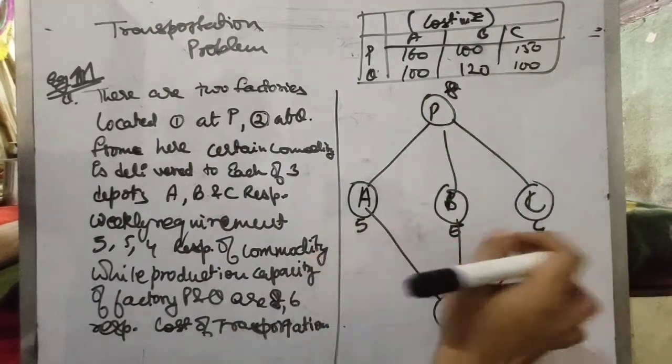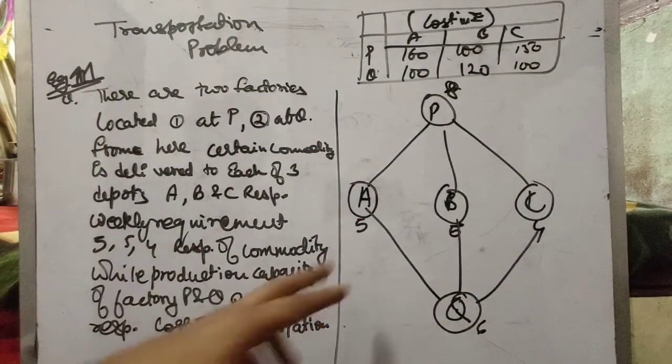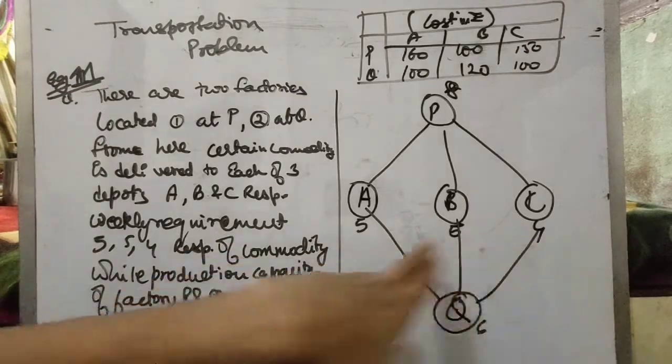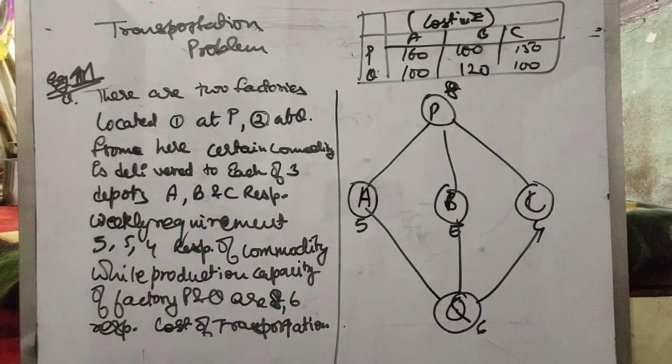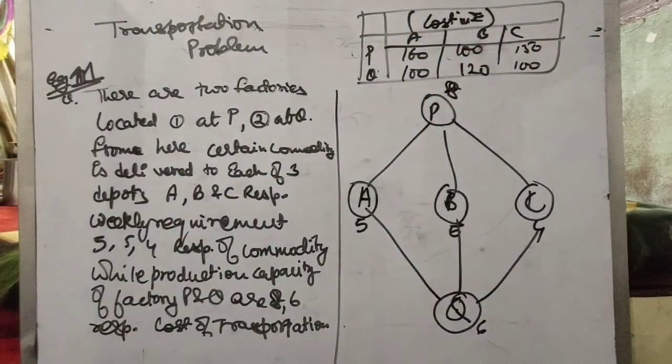Okay, so you can see 8 plus 6 is 14 and all their requirements are also 14, so the equation is satisfied according to the question. Now, just look, the costs of transportation to A, B and C are given to you. Accordingly you will solve the question.